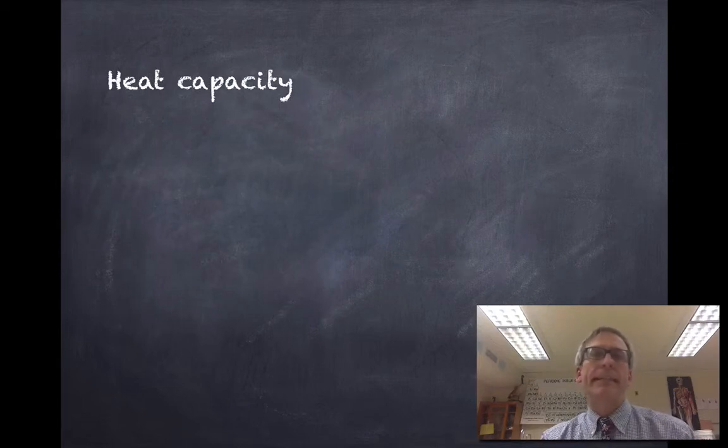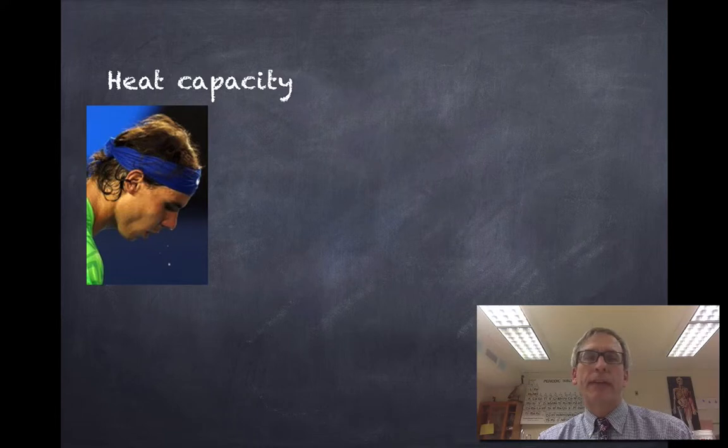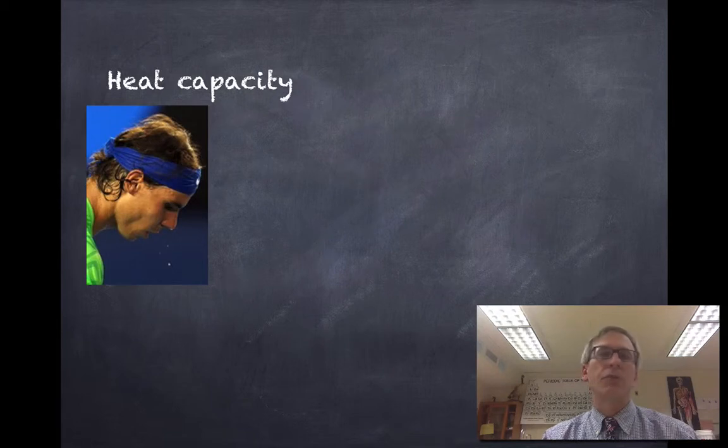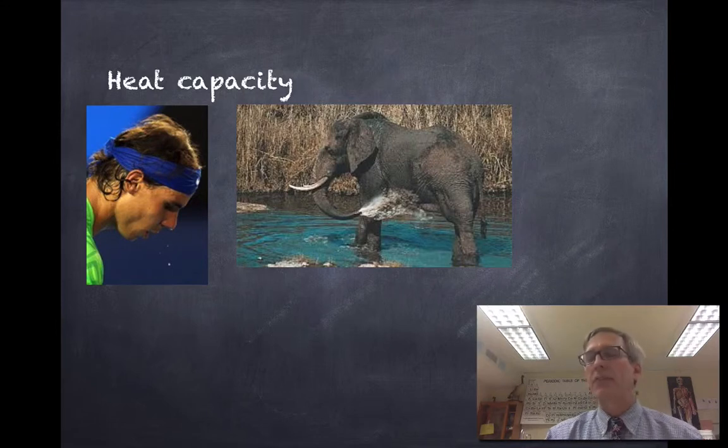Water also has an amazing heat capacity. Here's one of my favorite athletes, the tennis star Rafael Nadal, and he is sweating profusely during the course of a match. Why do we sweat? I know it's to maintain homeostasis, but how does that mechanism work? Why does this elephant spray itself with water when it's overheated? Well, the water is going to evaporate from either Rafael Nadal or from the elephant, and water has a great ability to hold heat. As the water evaporates, it's going to pull heat away from the organism that is overheated.